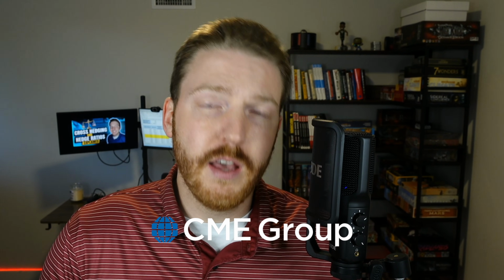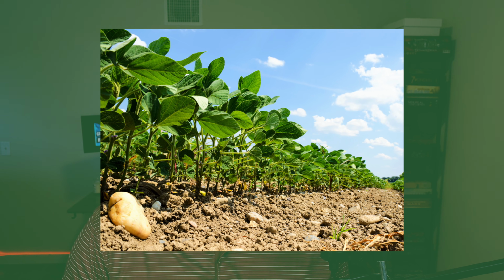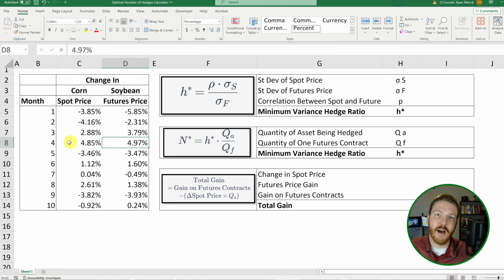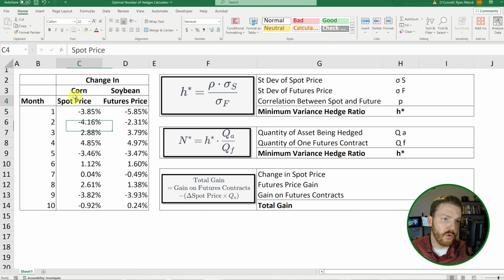I used CME and I found that soybeans are the commodity that have the closest correlation of price movements to corn. So I go and I find the last 10 months of data on changes in the prices of corn. And then I also find over the last 10 months the changes in prices of soybeans. So in this example, the corn is going to be our spot asset that we're looking to hedge. And then the soybean is going to be our futures contract asset that we're using to hedge.